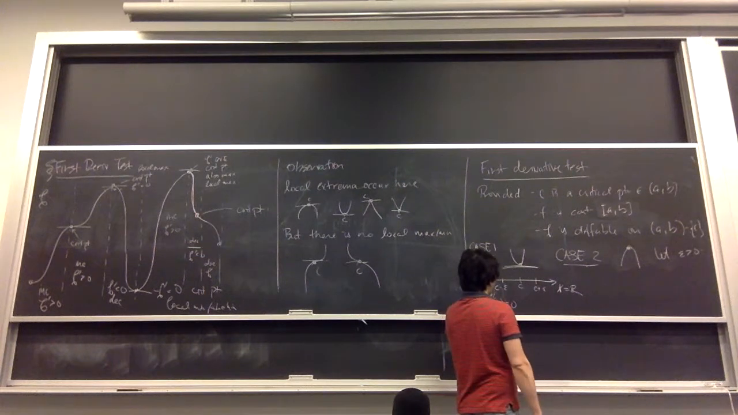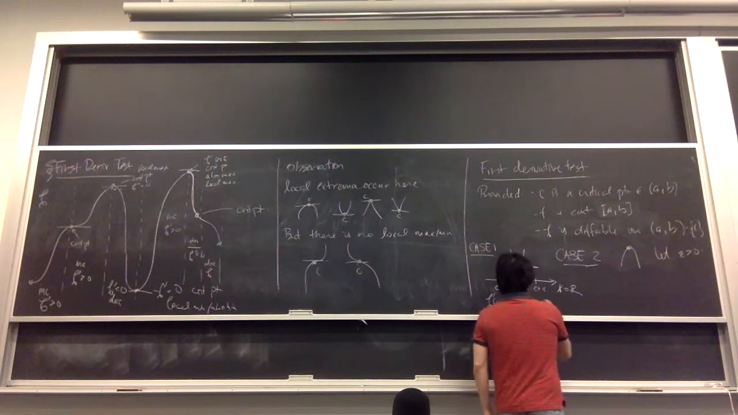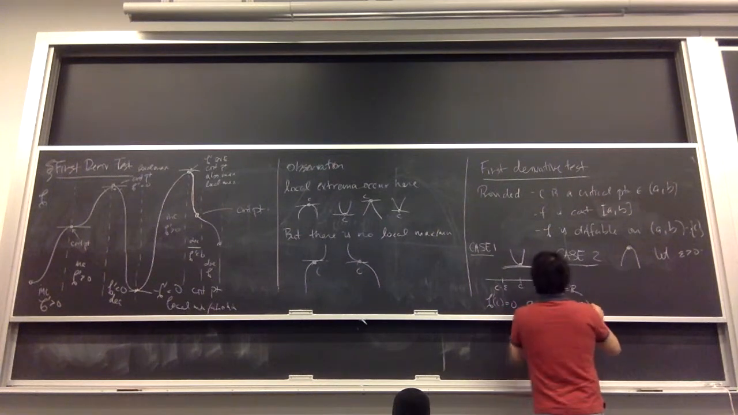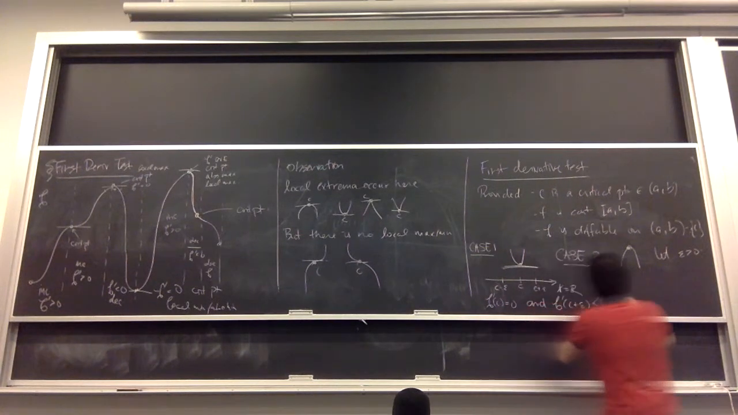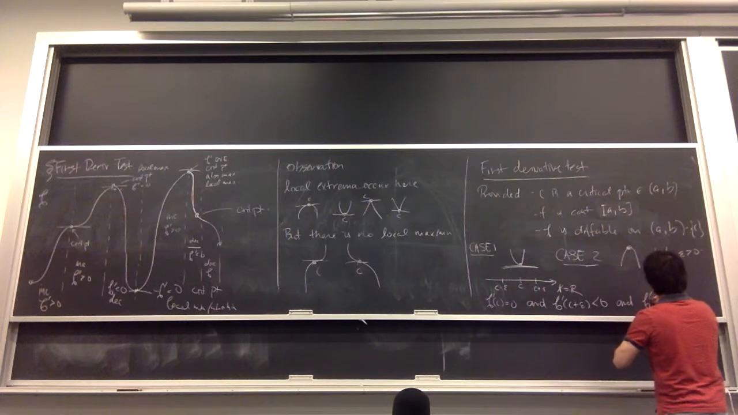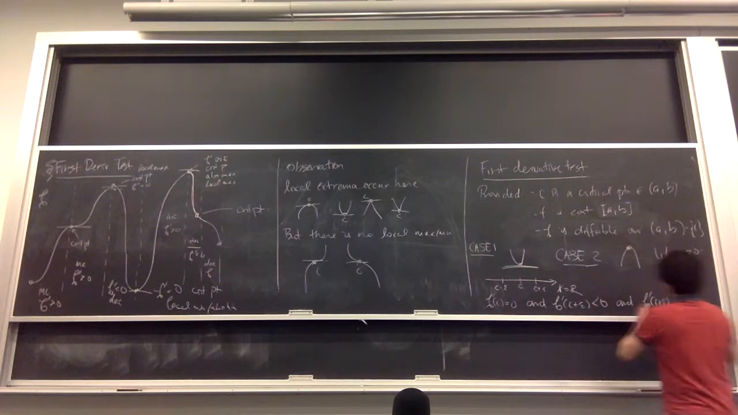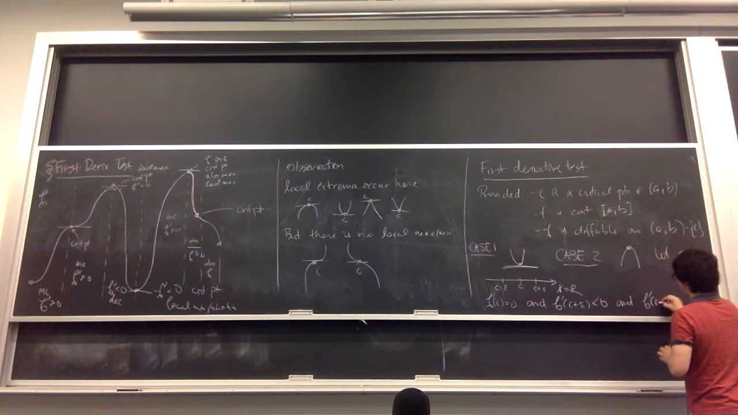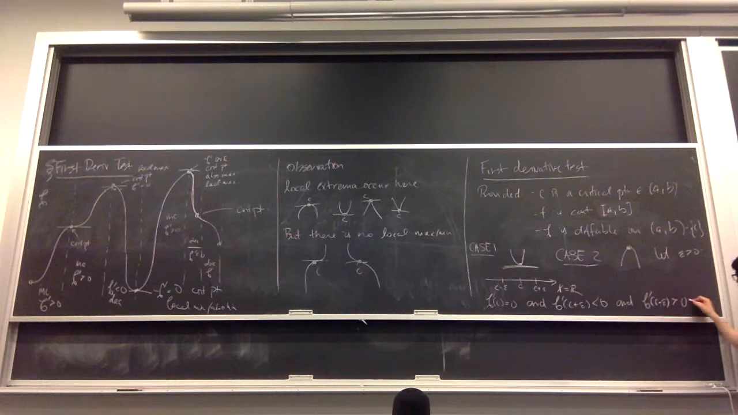Okay, so I'm just going to write what you said. If we know that f prime of C is 0, and we know that f prime of C plus epsilon is negative, and we know that f prime of C minus epsilon is positive, then we can conclude this is the case that we're in.